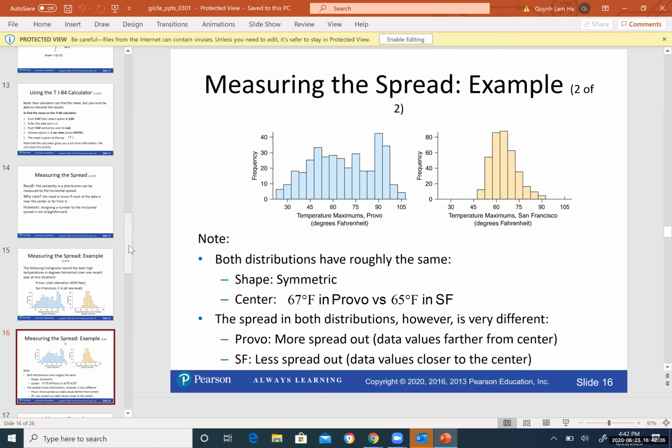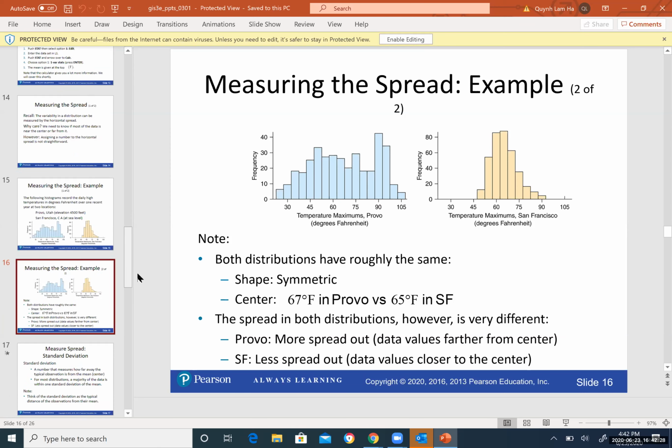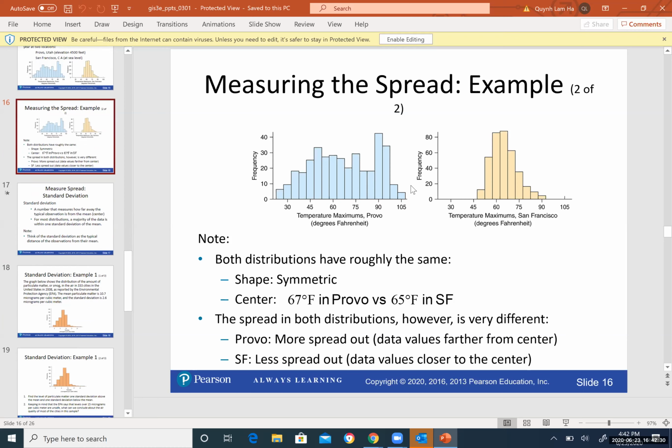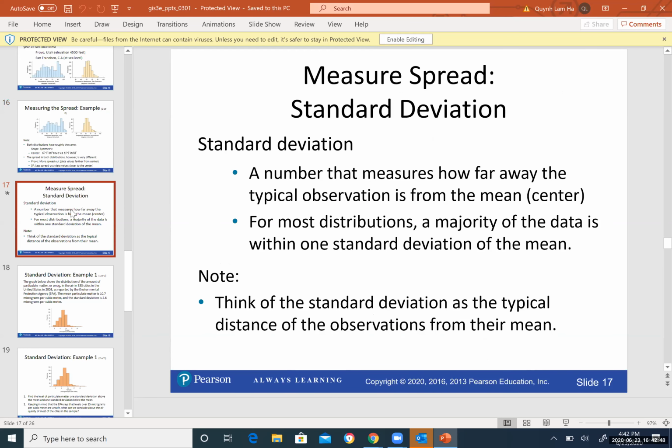On the test, I'm not going to tell you to analyze this. Analyzing this may be on homework, where you look at the graph and tell. But on your test, you will compute sample standard deviations. So, measuring spread: standard deviations.